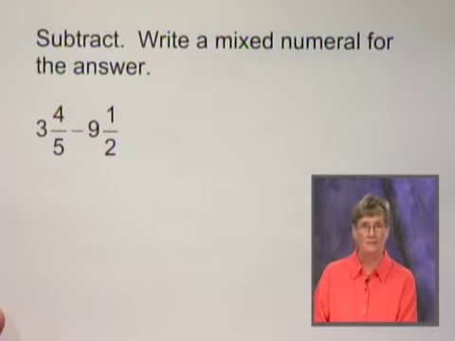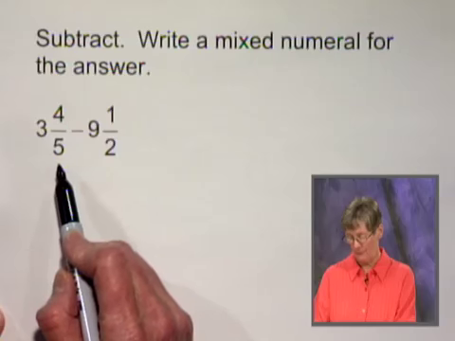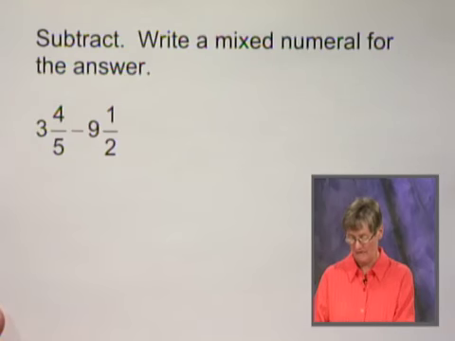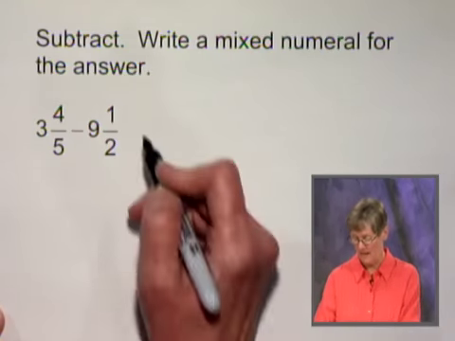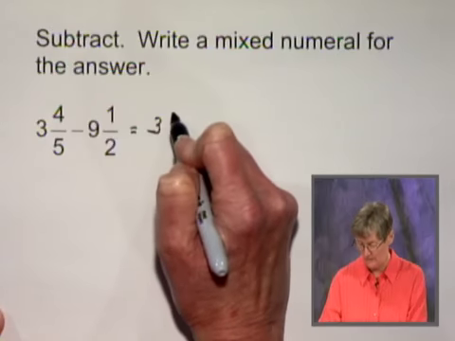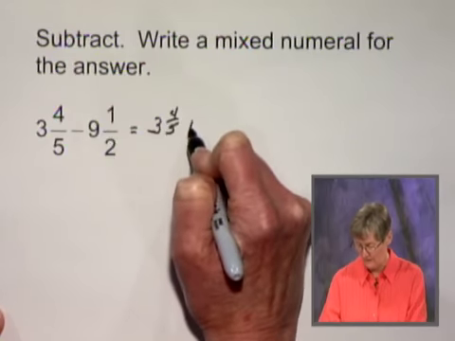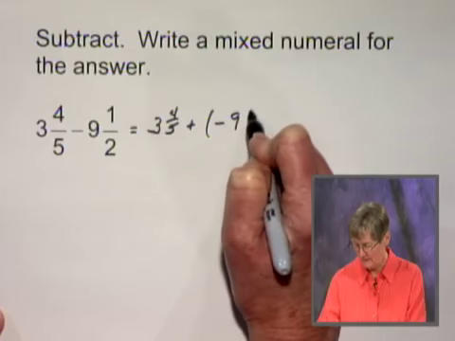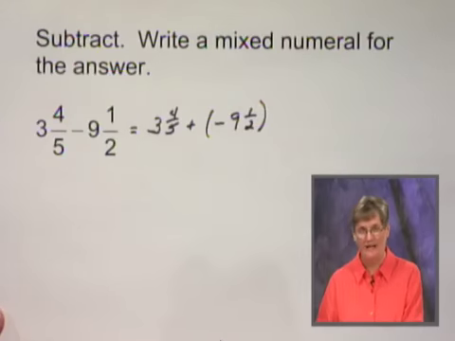We'll subtract mixed numerals. We're going to subtract and write a mixed numeral for the answer. We have 3 4/5 minus 9 1/2. Now remember, when we subtract, we can rewrite that as adding the opposite of the number being subtracted. So I can write this as 3 4/5 plus the opposite of 9 1/2.